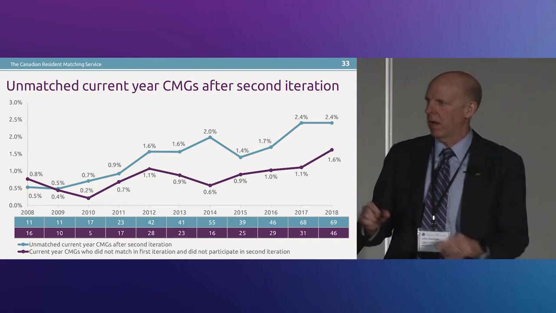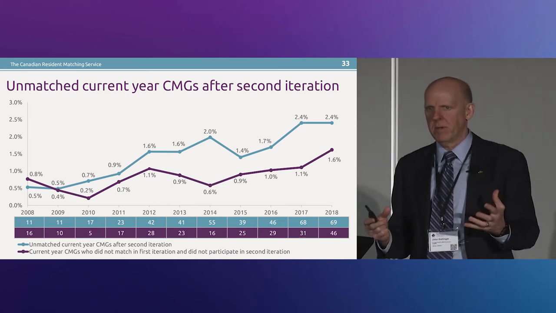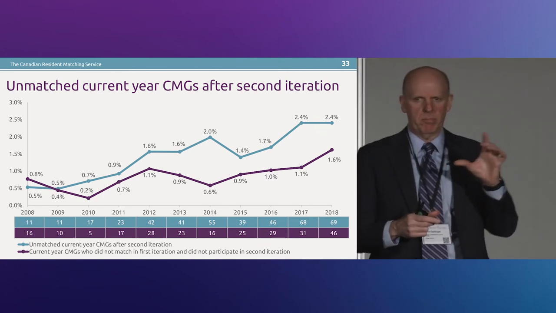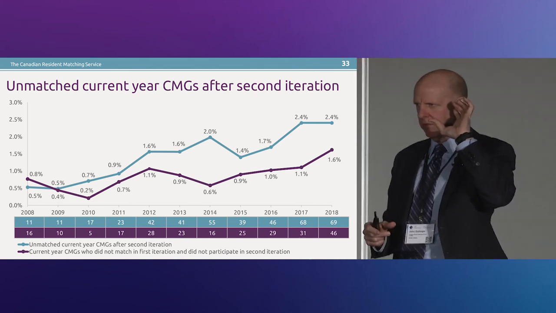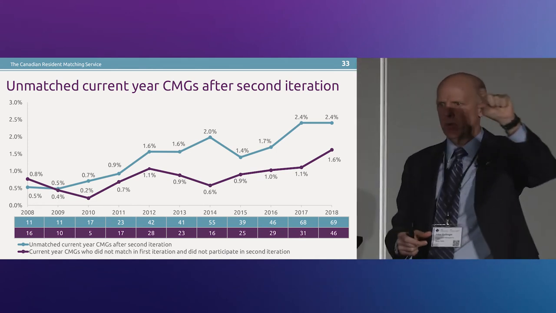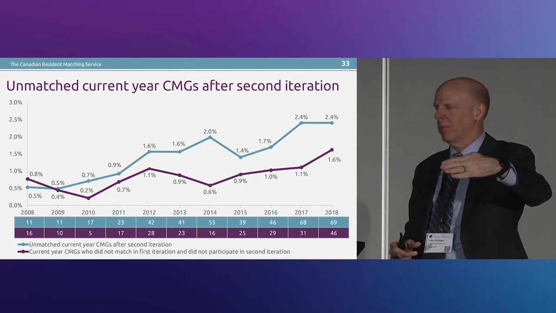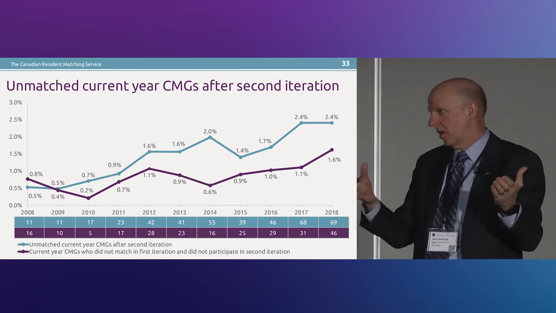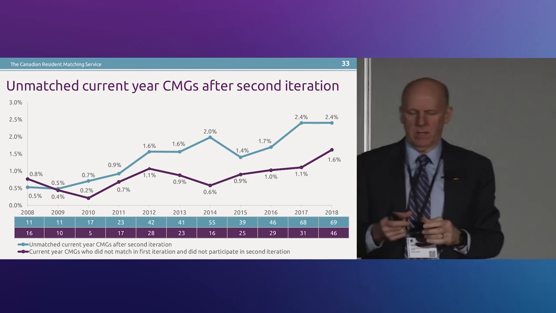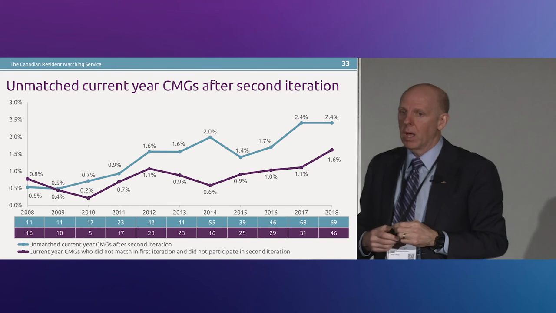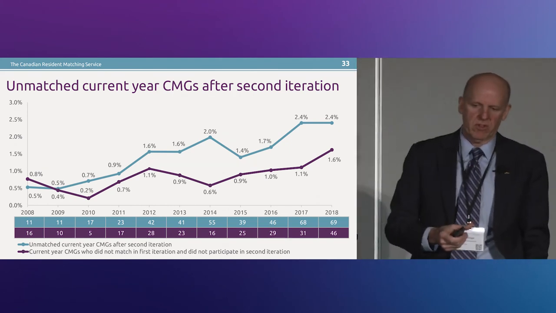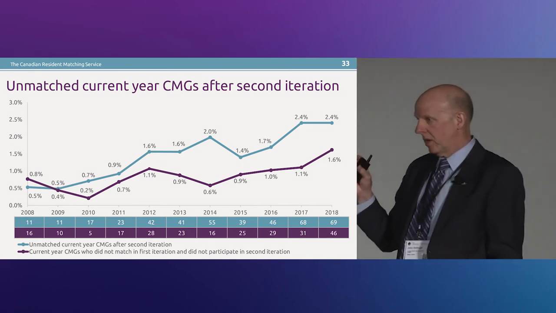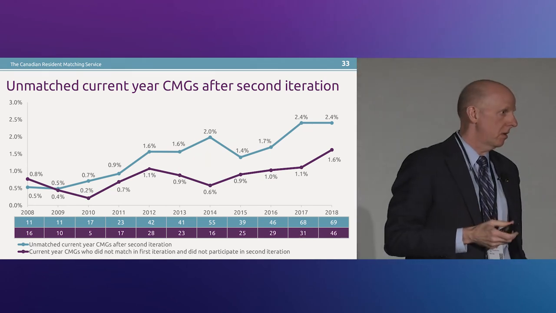And then the burgundy line is what we felt this year needed to be teased out of the number. It has always been there, but you had to really pull the number out of one of the very first tables we talked about, which added up the number of people who participated in first iteration, and then compared that to the people who participated in second iteration. If there was a difference, you had to imply that was people who didn't participate in second iteration. So now we're calling it out, for one reason simply: 46 is a big number, and it needed further assessment. So that number has gone up to 1.6%, and now 69 we call unmatched, and 46 are those who did not participate in second iteration.